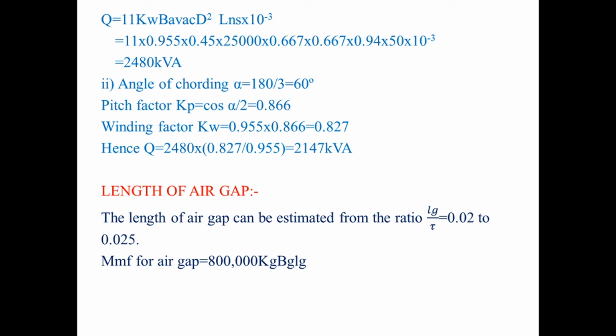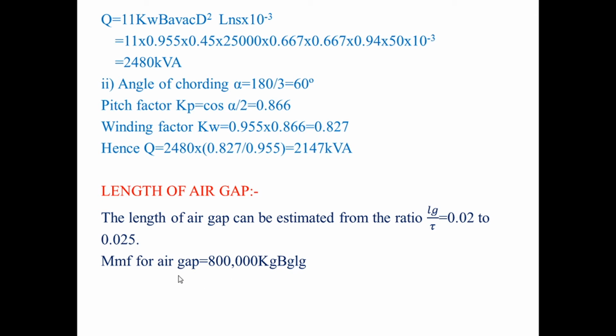Next we need to learn about the expression for the length of air gap in case of a turbo alternator. The length of air gap can be estimated from the ratio Lg by tau, where Lg is the length of air gap and tau is the pole pitch, which is pi d by p. The ratio of the length of air gap to pole pitch is around 0.02 to 0.025.